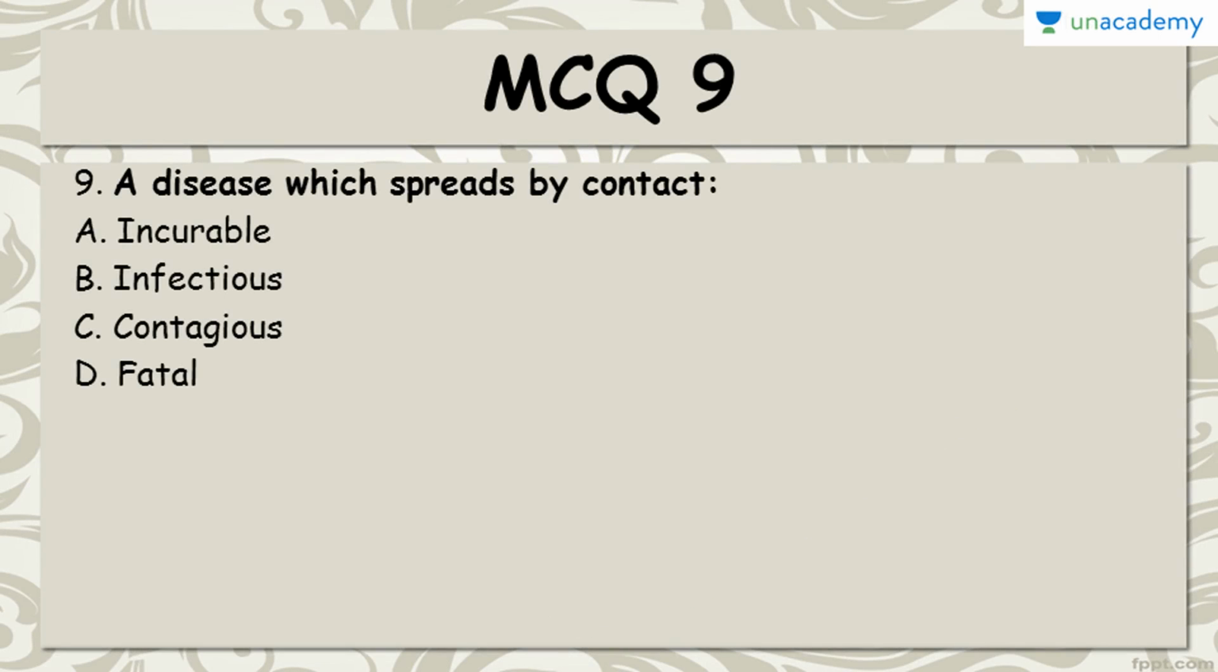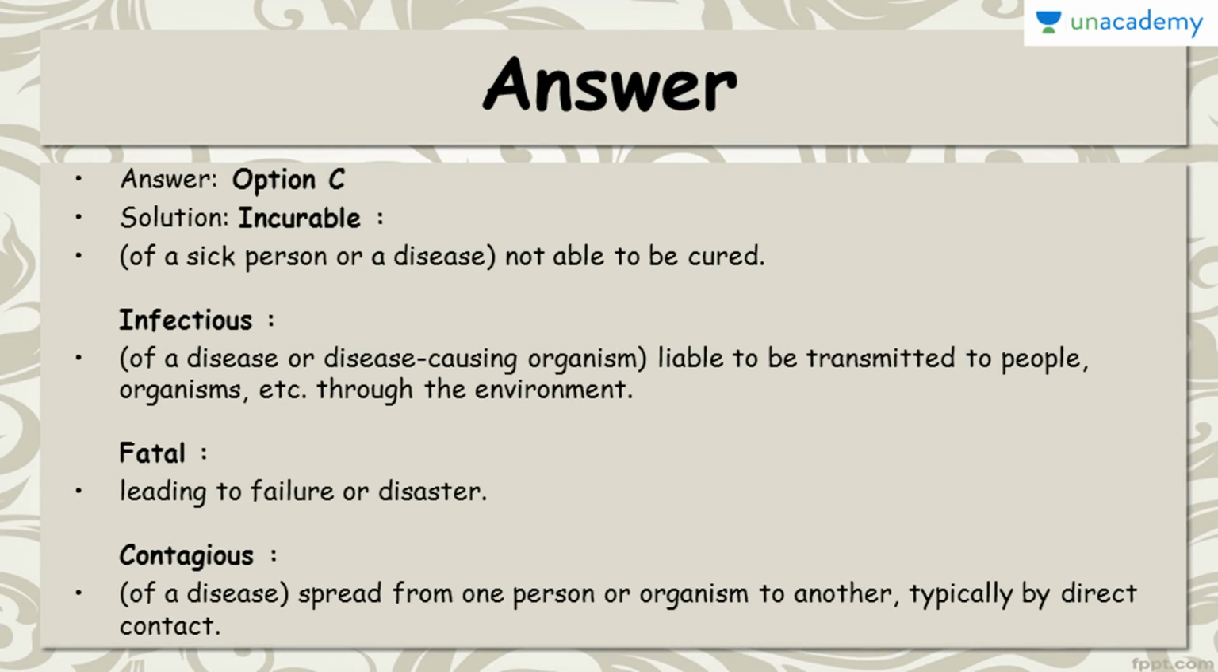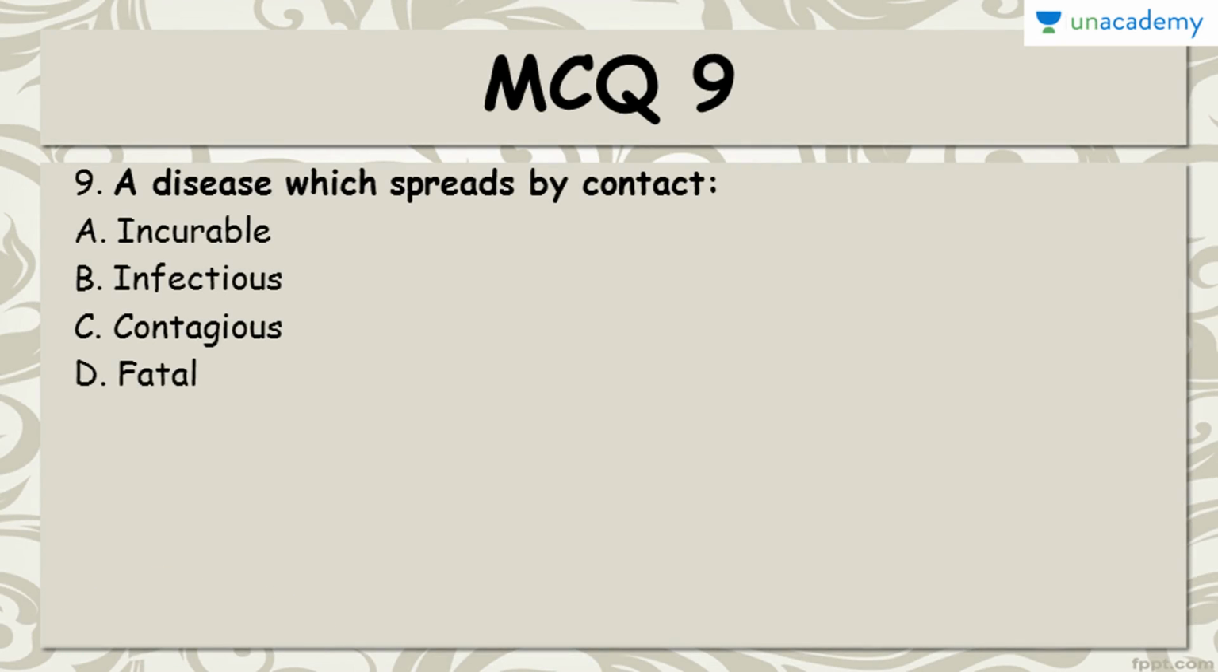Coming to MCQ 9, we have a one-word substitution: a disease which spreads by contact. Incurable, infectious, contagious, fatal. And the right answer is option C, that is contagious. Incurable, that is not being able to be cured. Infectious, liable to be transmitted to people through the environment. Fatal means leading to failure or disaster. Contagious means spread from one person to another or organism, typically by direct contact. And therefore, the word contact has been used, therefore contagious is the right answer.